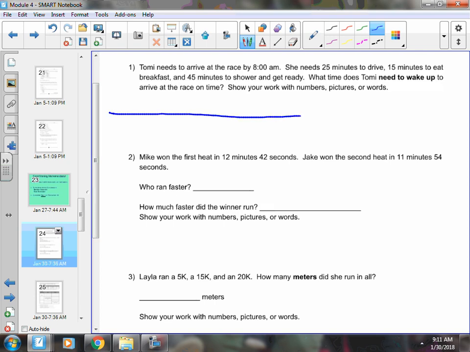The first one is with a number line, and we'll also do a subtraction problem. So she needs to get to the race by 8 o'clock, and now we need to jump back 25 minutes and 15 minutes and 45 minutes to figure out what time she needs to wake up. So the 3 times that I'm looking at are these, and I'm going to put 2 of them together. 15 minutes plus 45 minutes, I know that that equals 1 hour. So I'm going to jump back 1 hour, which puts me at 7 o'clock in the morning.